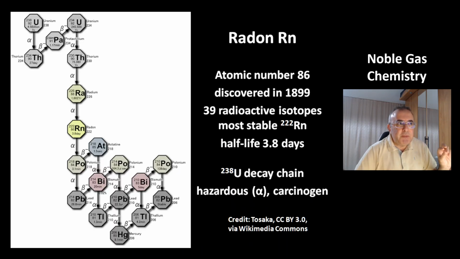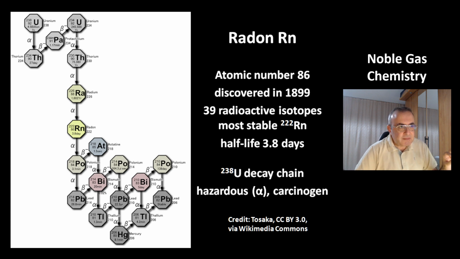This is a picture of the uranium-238 decay chain. One of its products is the element radon with atomic number 86. It was discovered in 1899. There are 39 radioactive isotopes, the most stable of which is radon-222 with a half-life of 3.8 days.